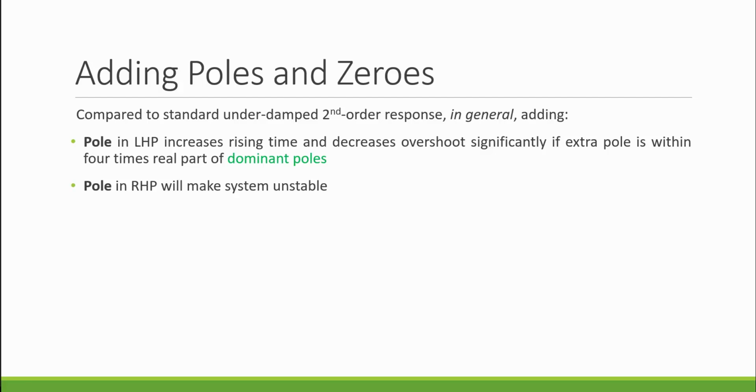And if that third pole is in the right half plane, so it has a positive real part, it's going to make the system unstable. And we already know this from when we looked at initial value theorem and final value theorem, that a condition on applying those is that all the poles were in the left half plane. And we know that a pole in the right half plane will make it unstable.